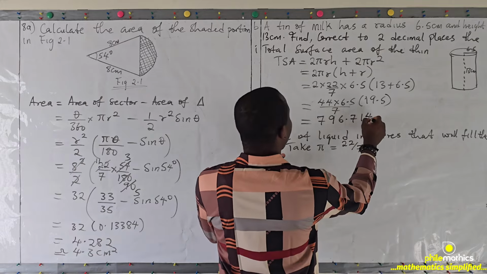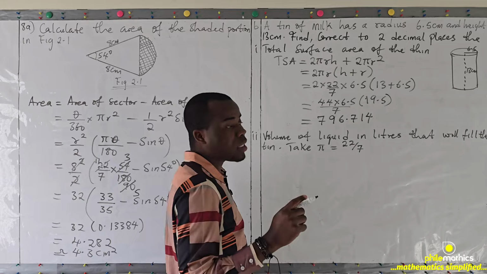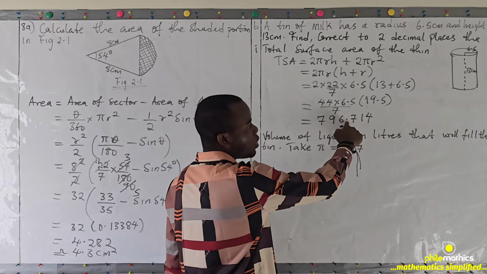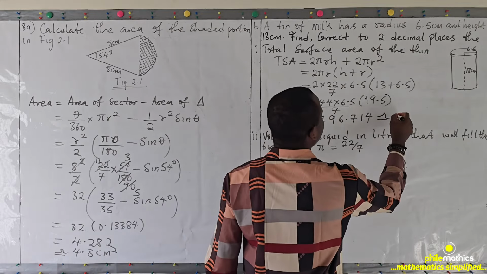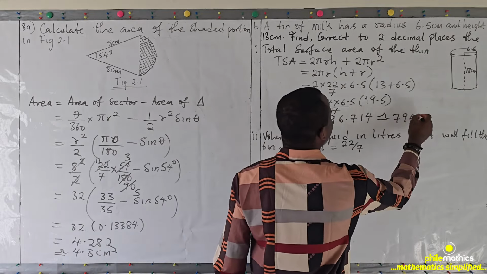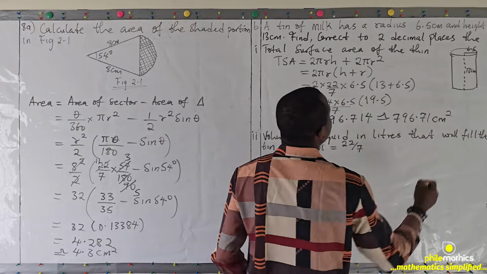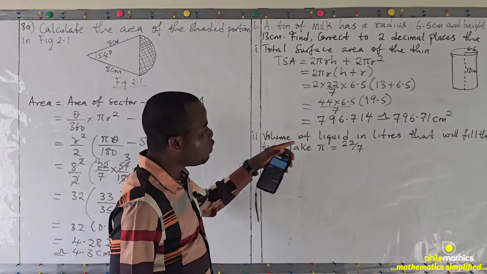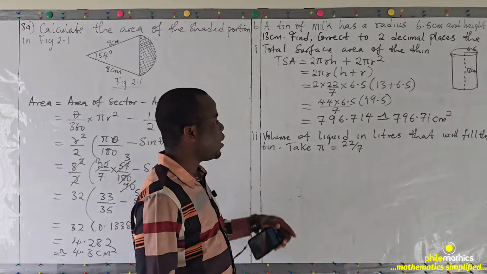796.714. But we are asked to approximate it to 2 decimal places, and 2 decimal places means 2 digits after point. So 1, 2. Since it is not up to 5, it is approximately 796.71 centimeter square, since it's just surface area. The next says, find the volume of liquid in liters that will fill the tin.